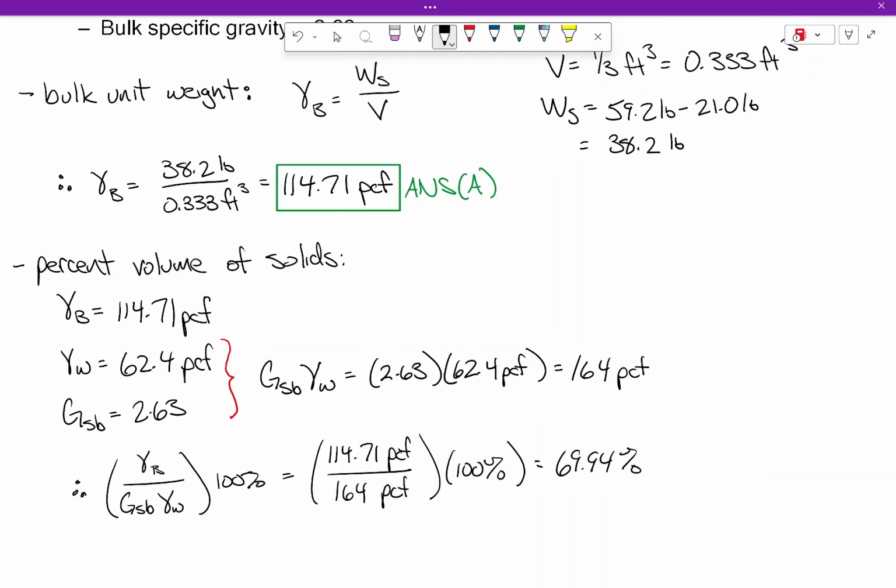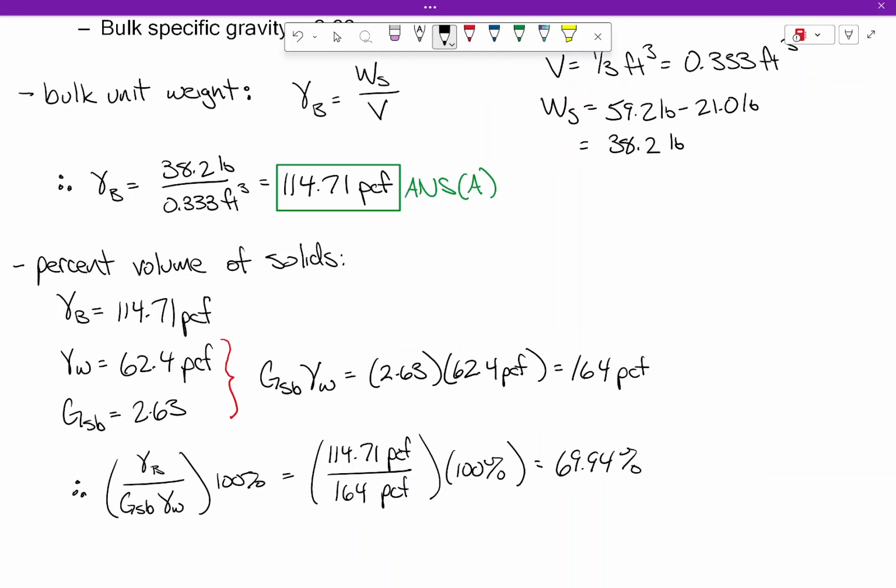Yes. Okay. Let's think about it like this, and keep the math simple. Does everybody agree that this number right here is how much the sample would weigh if it was a solid hunk of stone? Right? Now let's say we went to the lab and calculated this value and it was in fact 164. What that would mean is that the percent volume of solids would be 100%.